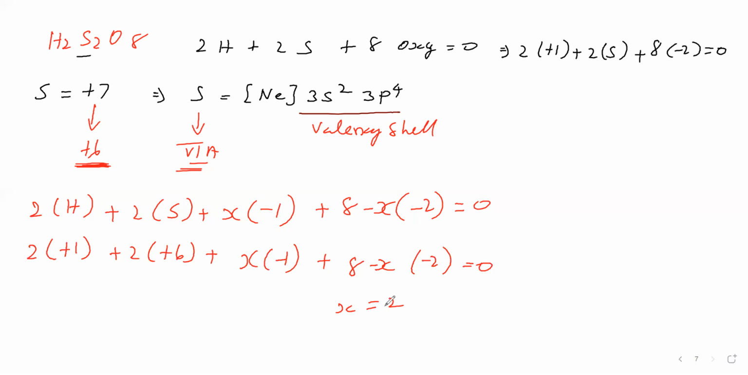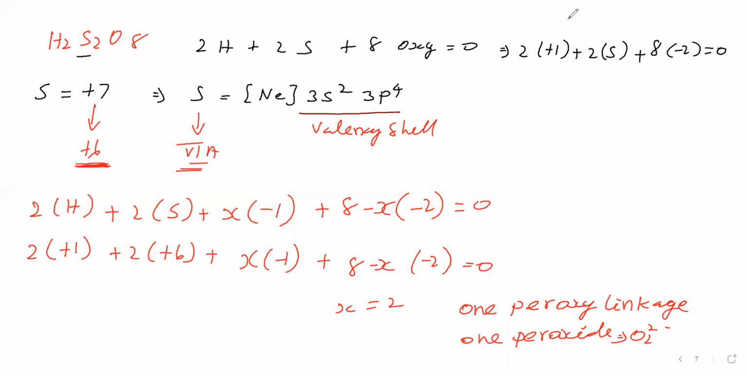So 2 oxygens carrying -1 means one peroxy linkage is present in this compound. One peroxide ion is present, that means O2 2- is present. The remaining oxygens carry -2 oxidation number.